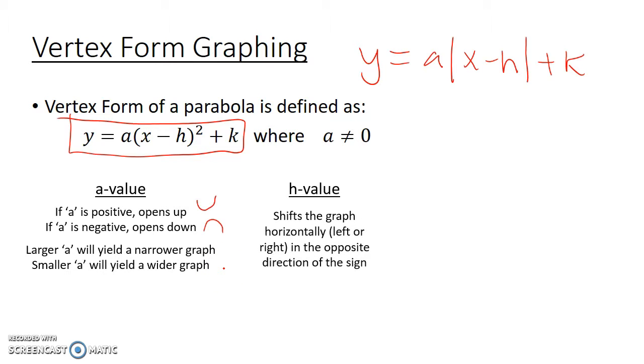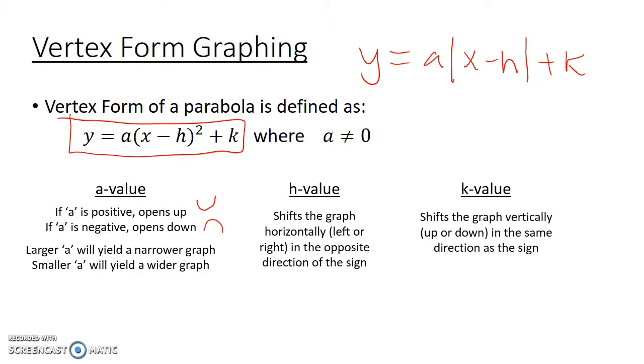For the h and k values, h is a horizontal shift, which is why they use h, so it's left or right. The thing is, it's opposite of the sign. Well, you've seen that before, and we'll talk about that again. The k value is a vertical shift for the graph, so up and down, and it's the same direction as the sign. So we'll do some examples there.